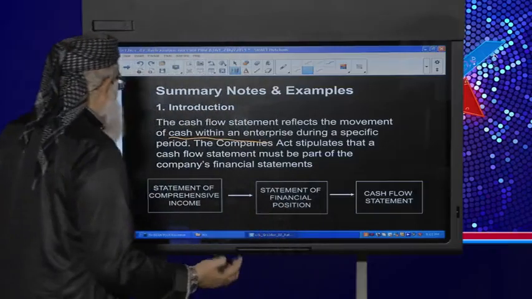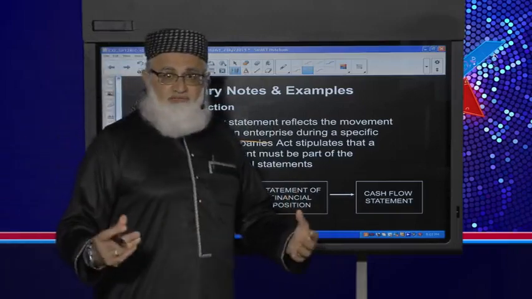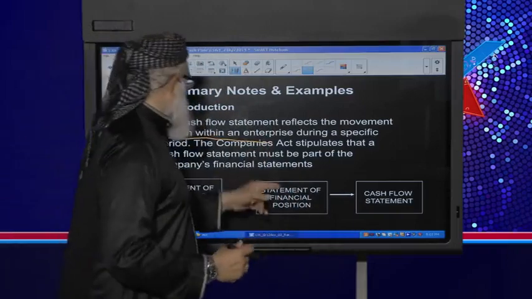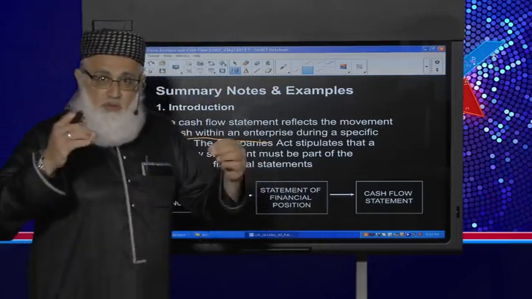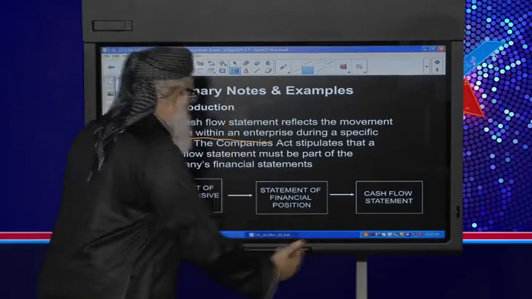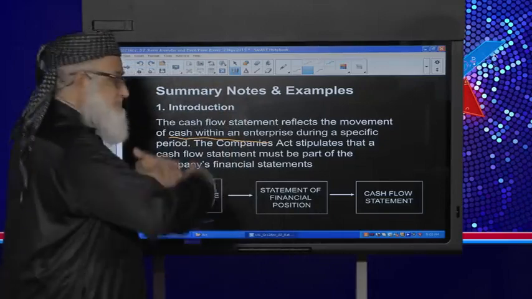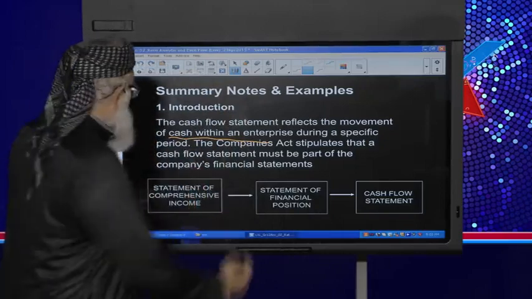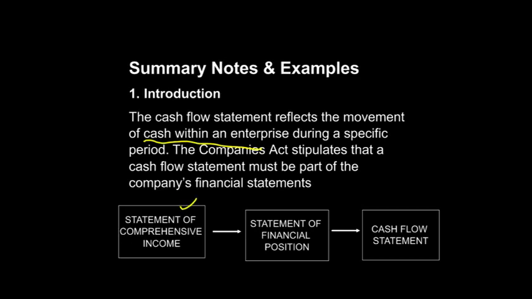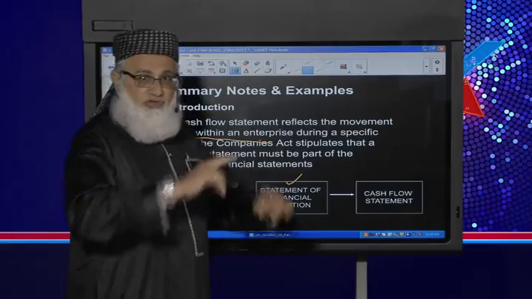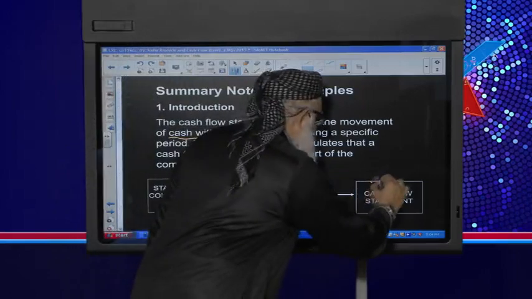Right. And then also one of the stipulations of the Companies Act is that the company has to provide in its financial statements, as part of its reports to its shareholders, a statement of comprehensive income, which you know as the income statement. It needs to prepare a statement of financial position, which is your balance sheet, and it needs to produce and prepare, as part of the financial statements, the cash flow statement.